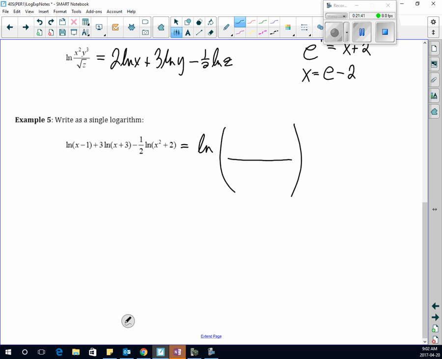Okay, so I'm going to put a line here. The numerator would be x minus 1. And then this one would be x plus 3 to the power 3. And then this would be what? The square root of x squared plus 2. You could also have x squared plus 2 to the power half. Yes? Did everybody get that?